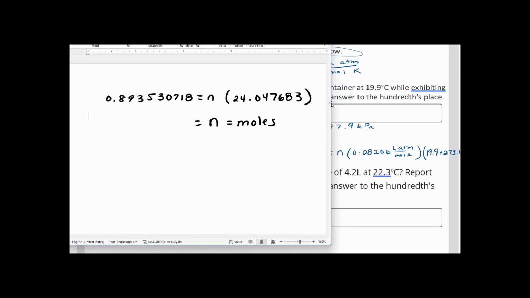And in order to get these moles, I need to take this value, this 0.89. Oops, I put a 0 in my calculator where it didn't belong.